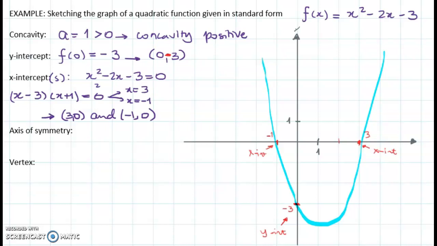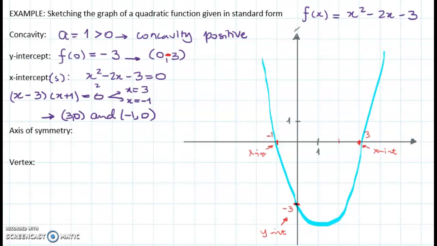The axis of symmetry is a vertical line that has the property that if we were able to fold the parabola there, then we would get the two branches to coincide. So we're going to have two symmetric bits on the sides here. So, where is it then?